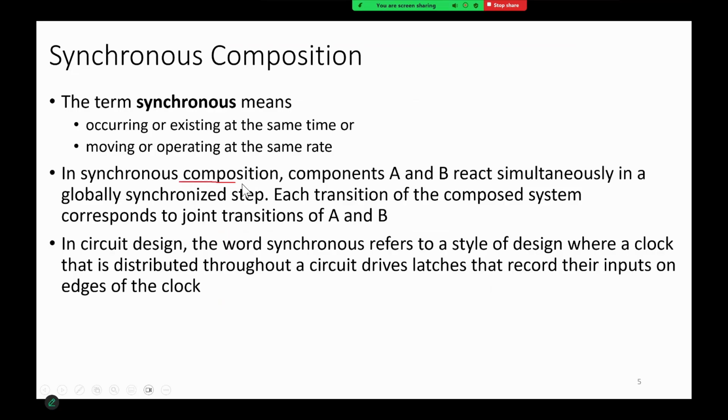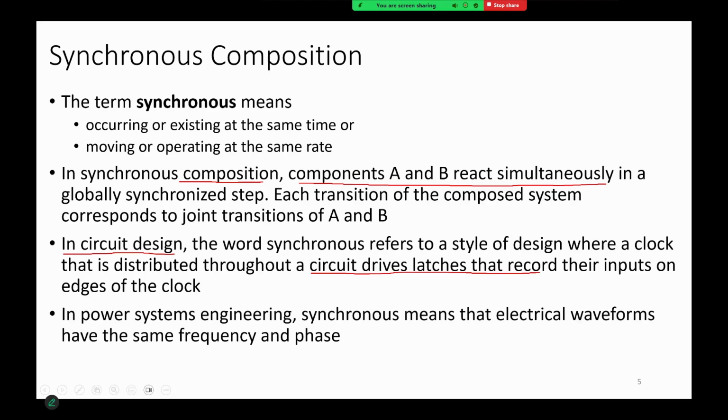In synchronous composition, components A and B react simultaneously in a globally synchronized step. Each transition of the composed system corresponds to a joint transition of A and B. As in the circuits example, it's like a clock that drives the flip-flops or the latches. Also in power systems, synchronous means the electrical waves have the same frequency and phase.